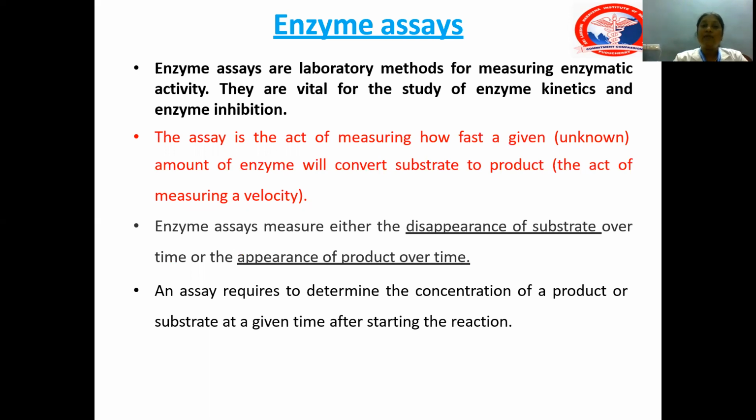So what is meant by an assay? An assay is the act of measuring how fast a given or an unknown amount of enzyme will convert substrate to product. So it is basically the act of measuring a velocity. Enzyme assays measure either the disappearance of substrate over time or the appearance of product over time. So an assay is required to determine the concentration of a product or a substrate at a given time after the reaction has been initiated.